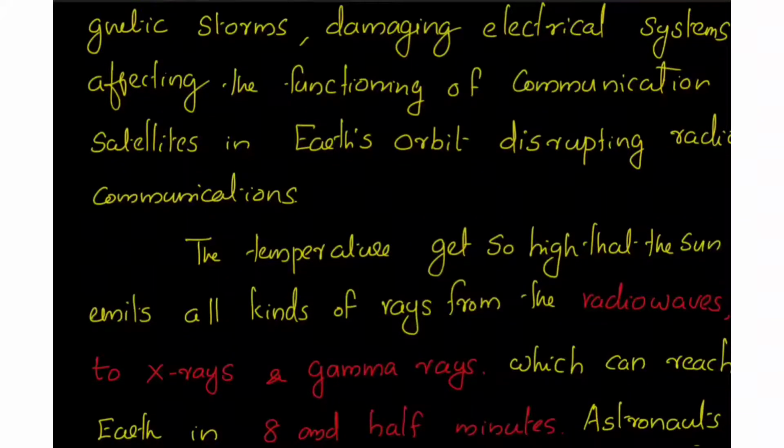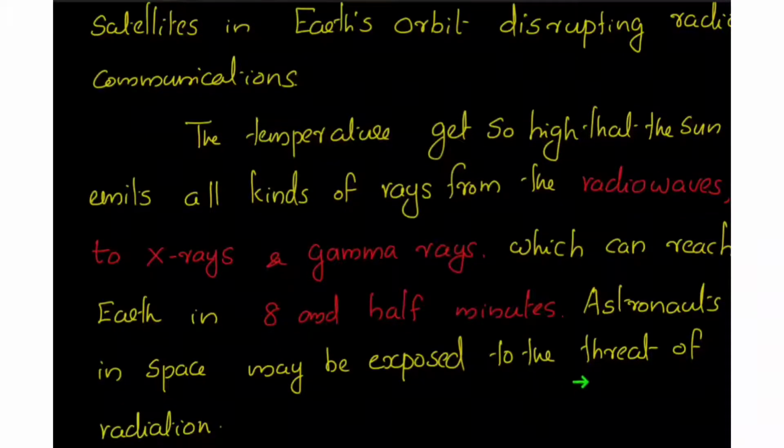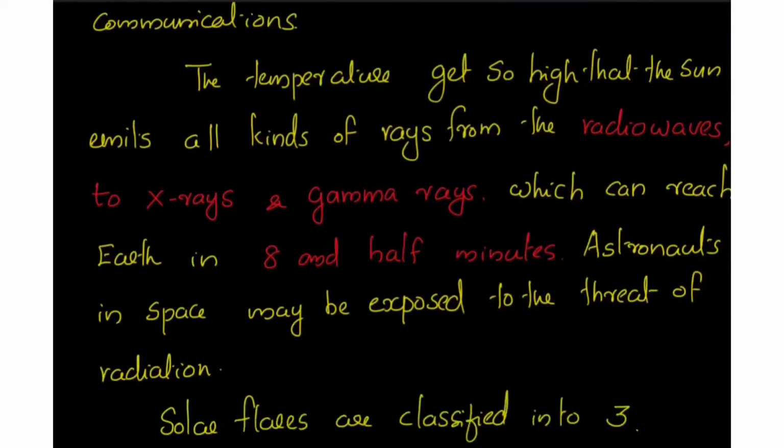And the temperature due to this flare gets so high that the sun emits all kinds of rays, from radio waves to X-rays and gamma rays, which can reach Earth in 8.5 minutes. That is, due to this solar flare, all types of rays are produced, and they will reach within 8.5 minutes, and astronauts in space may be exposed to the threat of this radiation.